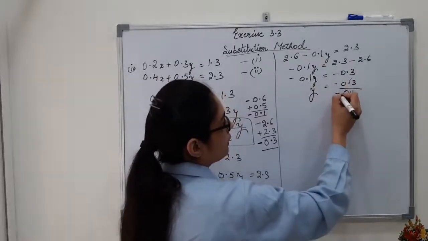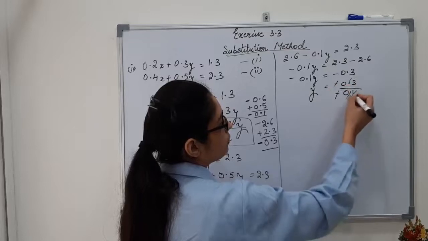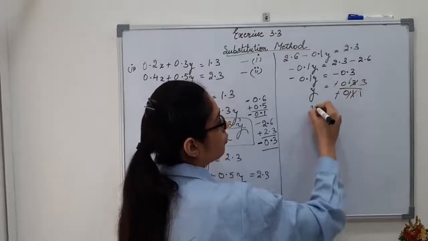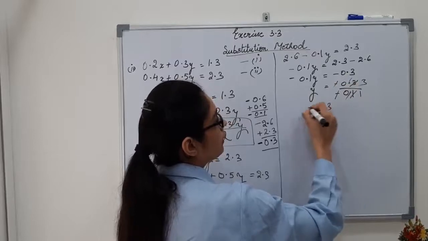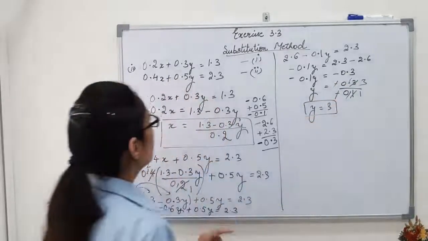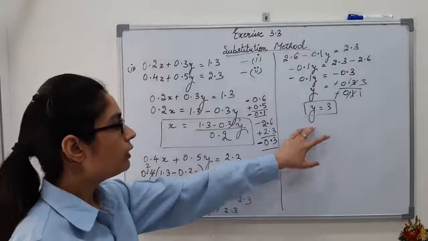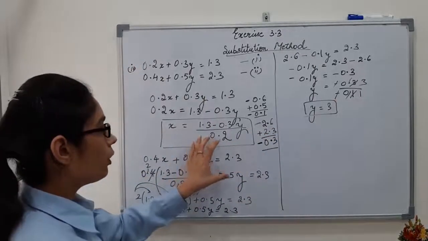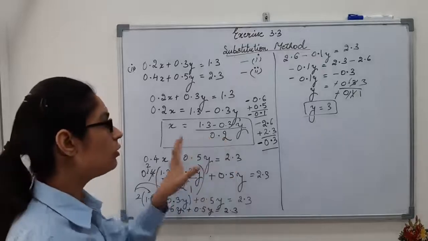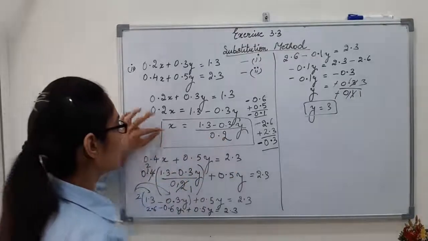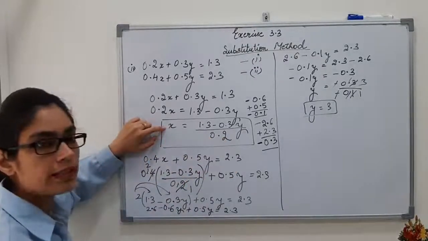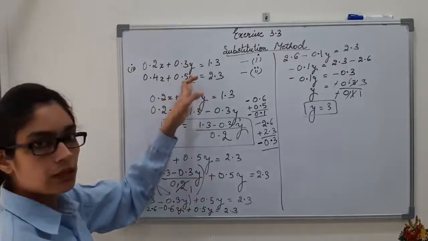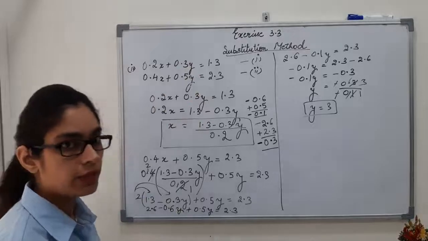Point and point will get cancelled. Minus and minus will get cancelled. 1 into 1 is 1. 3 into 1 is 3. So your y will be equals to 3. Now you can put this value of y in any equation, or if you want you can put in this also. So we'll put in this, and you can also verify or find the value of y by putting y in any equation. You will get the same value.